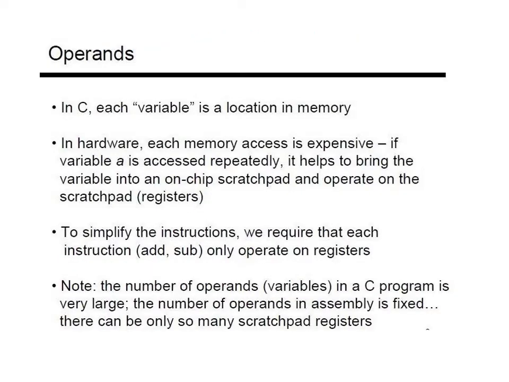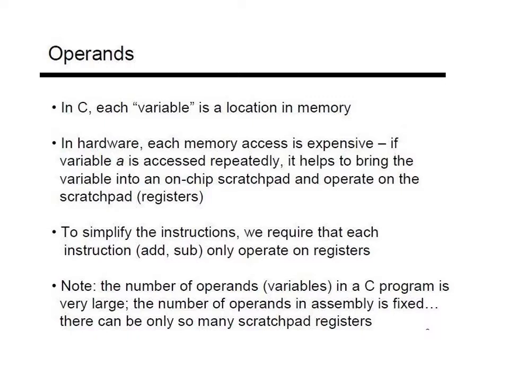Let's start with operands, that means the variables that we use for any operations. In C, each variable is allocated in memory. In hardware, each memory access is expensive. If a variable is accessed repeatedly, it helps to bring the variable into an on-chip scratchpad and operate on the scratchpad. That means registers. To simplify the instructions, we require that each instruction only operates on registers.